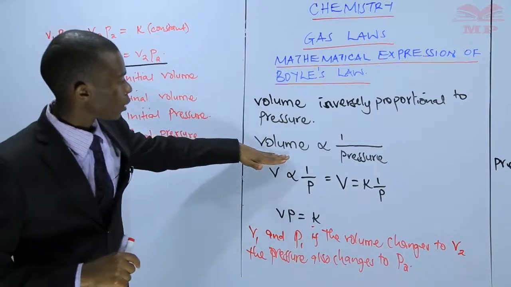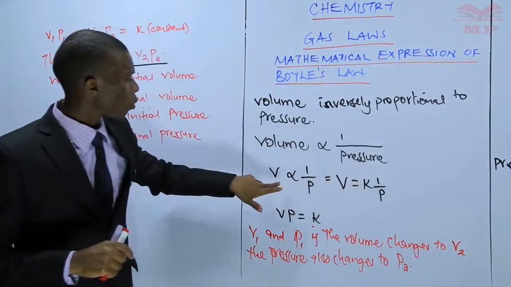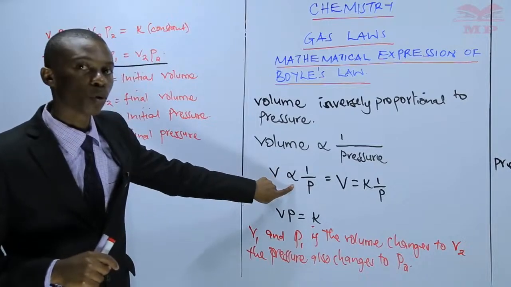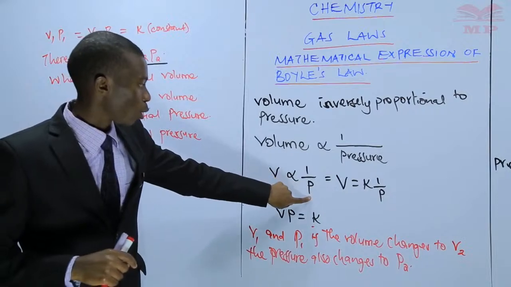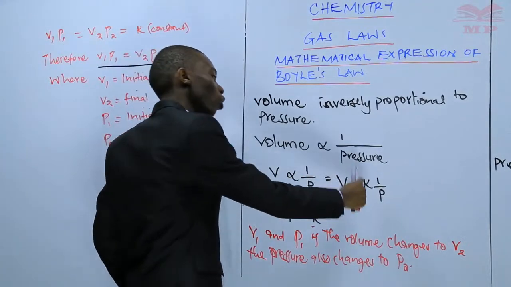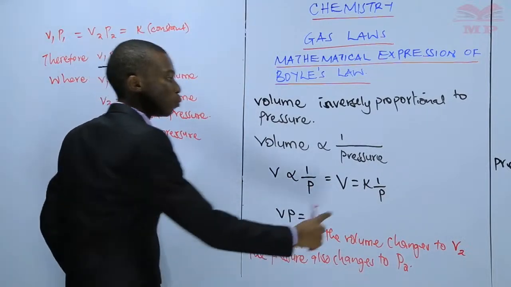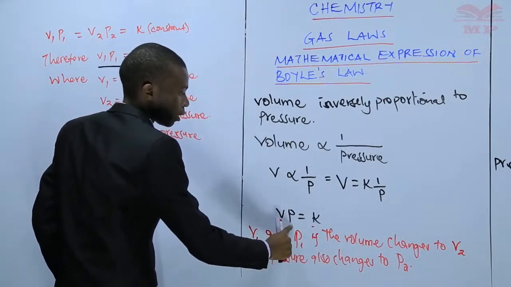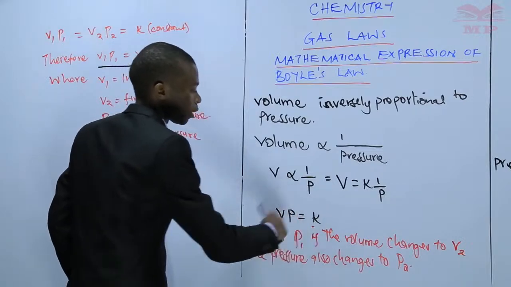So you have seen that volume is inversely proportional to pressure. So this volume V is inversely proportional to pressure, where I've used this as a symbol of proportionality, which can also be written as V equals a constant times 1 over P. So if you multiply P and V, you now get VP, which is equal to this constant. And that's why you're getting this expression.